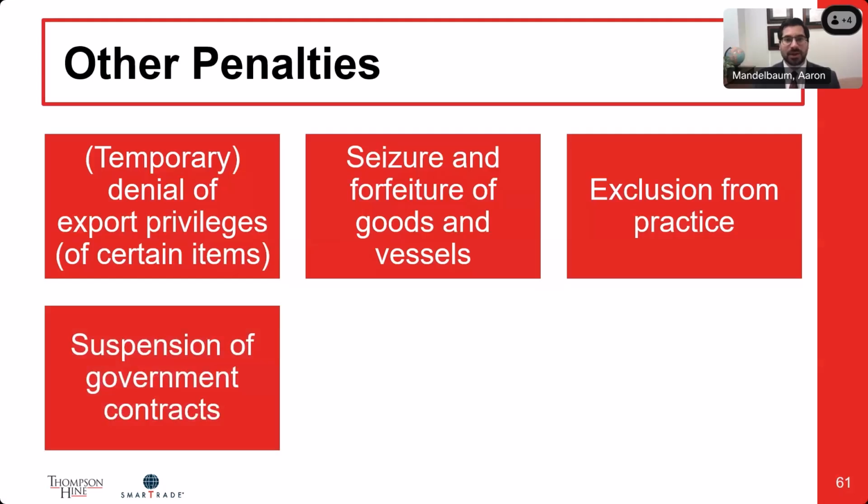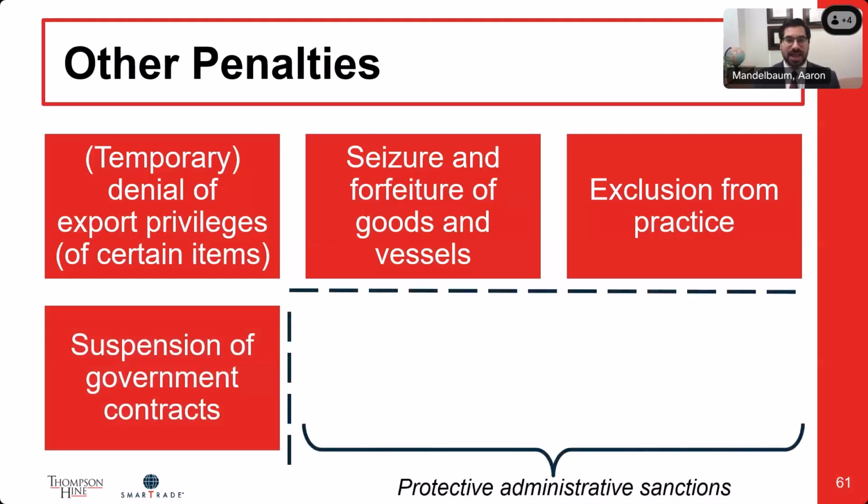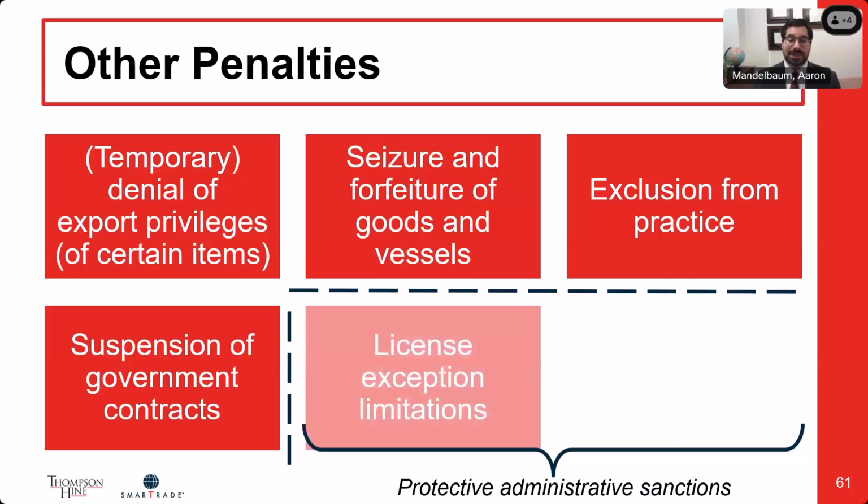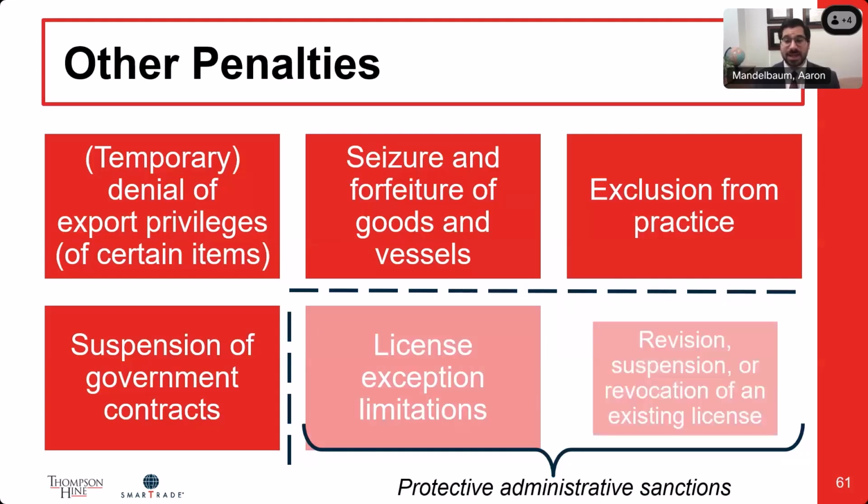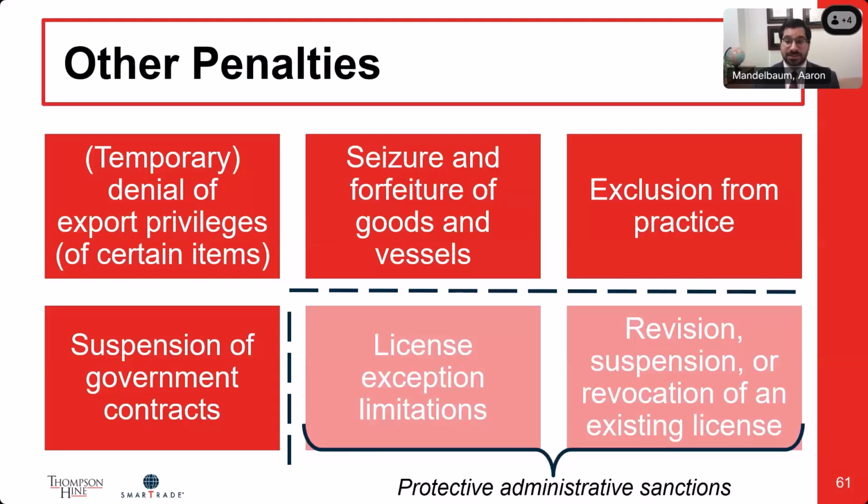And then finally, there are two types of other administrative sanctions. They're weirdly called protective administrative sanctions, but rest assured, they're just as painful as the other penalties. The first is that you could be denied invoking certain license exceptions that other exporters could otherwise invoke and avail themselves of. And then finally, if you do have a license, then that license could be revised, suspended, or revoked.